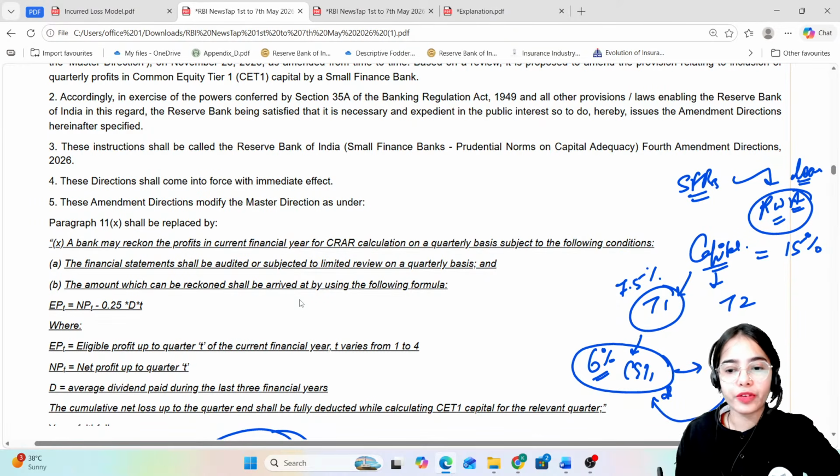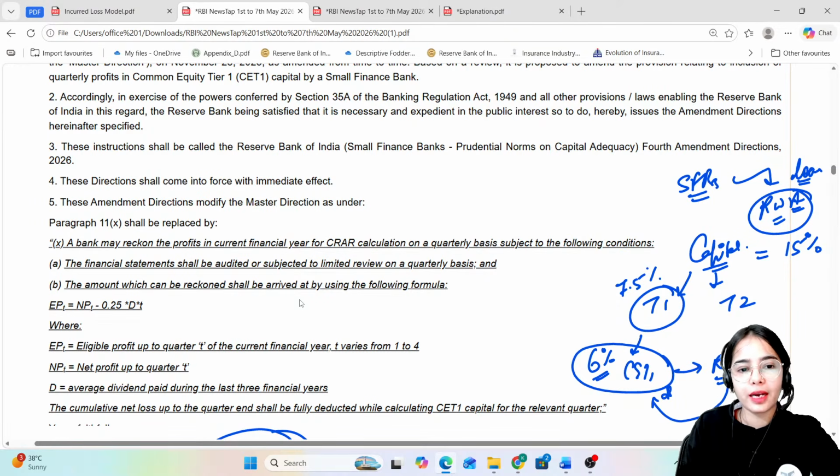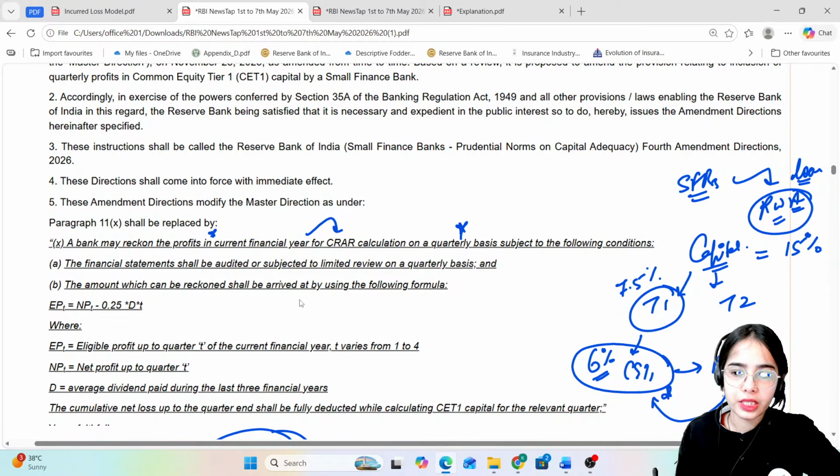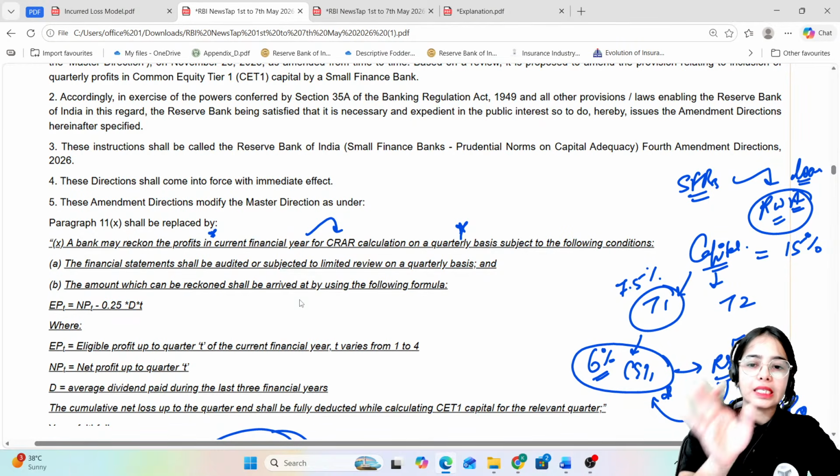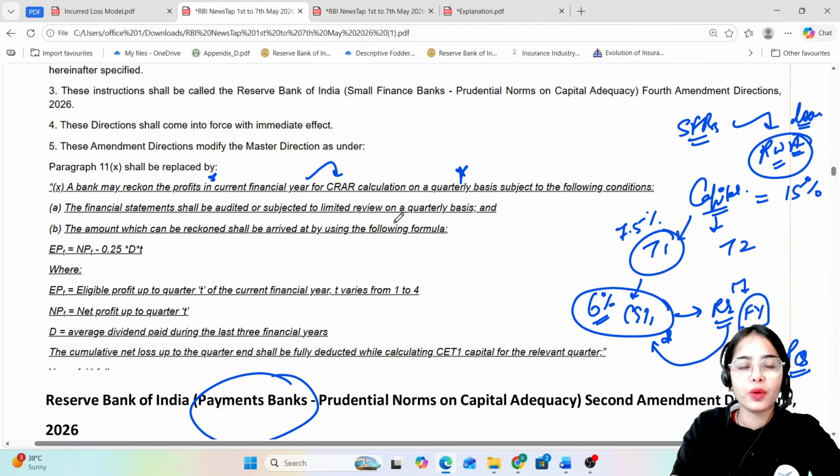Now, what the RBI has said is that a bank can reckon or add the profits of the current financial year for the CRAR calculation on a quarterly basis. On a quarterly basis, the retained earnings can be added. That means eligible profits can be added on a quarterly basis. Under the common equity tier 1 capital, what is the formula?